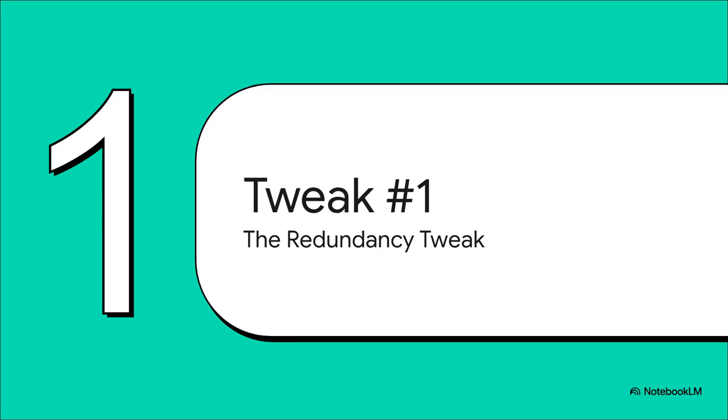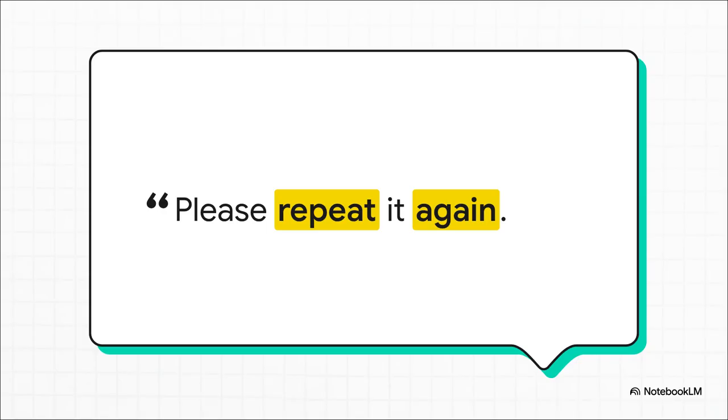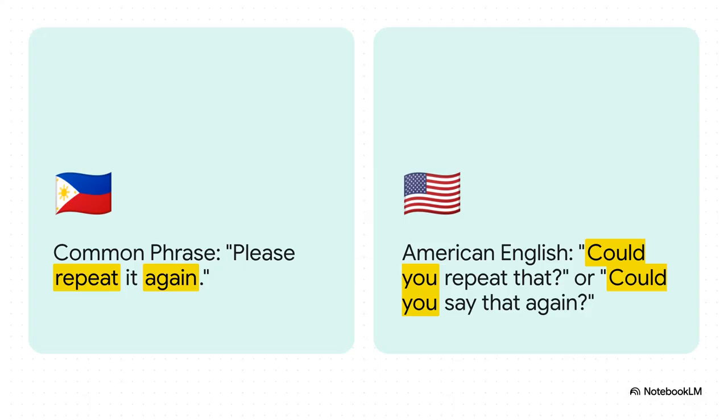Okay, our first tip is something I like to call the redundancy tweak. You hear this one all the time, and trust me, it is incredibly easy to adjust. Have you ever found yourself saying this? Please repeat it again. Now, don't get me wrong, everyone knows exactly what you mean. But with one tiny change, we can make it sound even more natural to an American ear. So instead of repeat it again, a native speaker will almost always say something like, "Could you repeat that?" Or maybe just, "Could you say that again?"